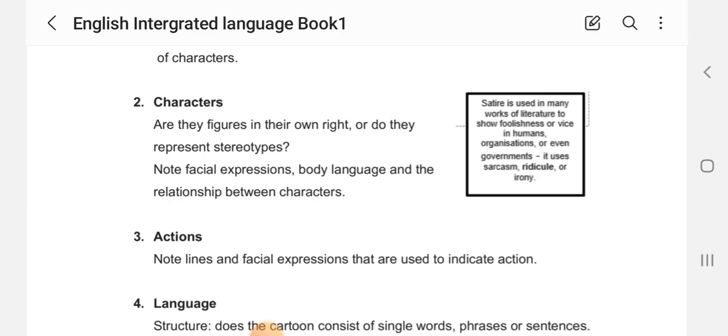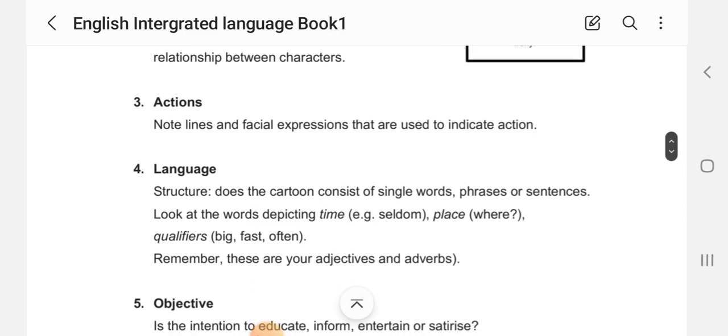So those are the things that you should look out for, because little words are used, but expressions are used as well. So everything, the drawing, everything contributes towards the cartoon portraying a full story. And then there are actions. Note lines and facial expressions that are used to indicate an action. When someone is shouting, maybe the mother will be holding their, what do we call this? They'll be holding their waist, yes, just to show that they are shouting with both their hands.